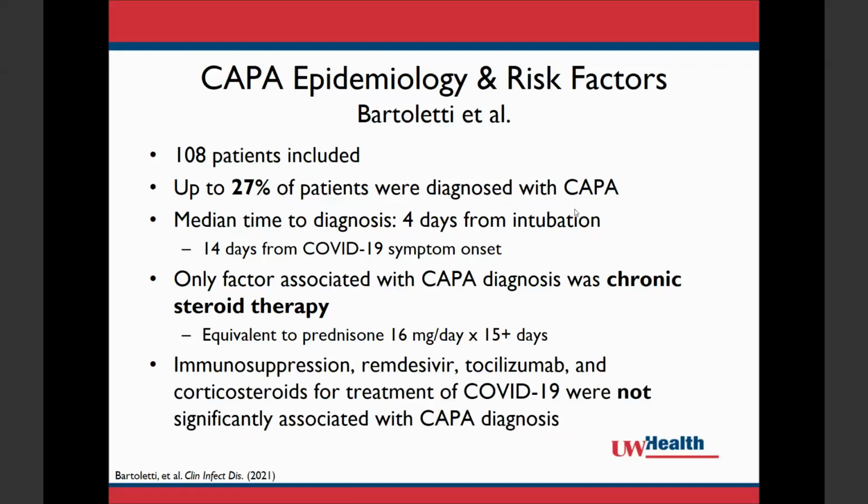Of note, other sources of immunosuppression like solid organ transplant or malignancy were measured, but they were similar between the group who was diagnosed with CAPA and those who weren't. These results are interesting because they also align with remdesivir and tocilizumab and acute use of corticosteroids, like dexamethasone, the 6 milligrams that we typically think of. All of those were also not significantly associated with CAPA diagnosis.